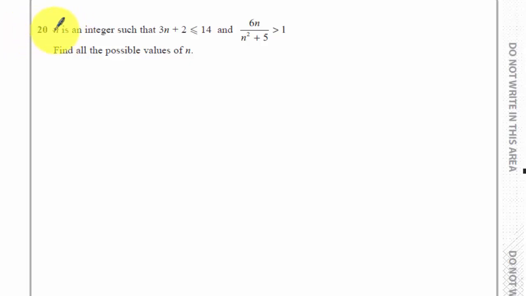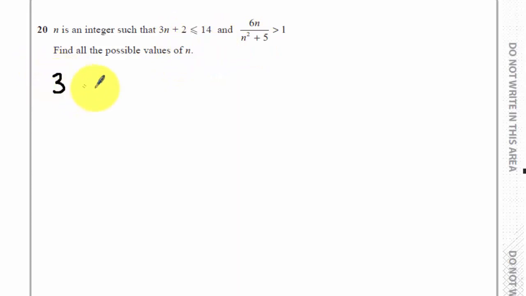Question 20. n is an integer, and that just means a whole number, such that 3n plus 2 is less than or equal to 14, and 6n over n squared plus 5 is greater than 1. Find all the possible values of n. This isn't as complicated as it seems. We simply have to solve this inequality and this inequality, and then see which values of n satisfy both inequalities.